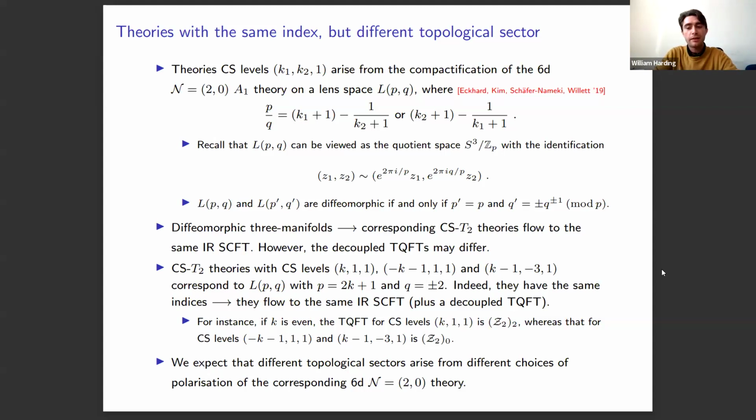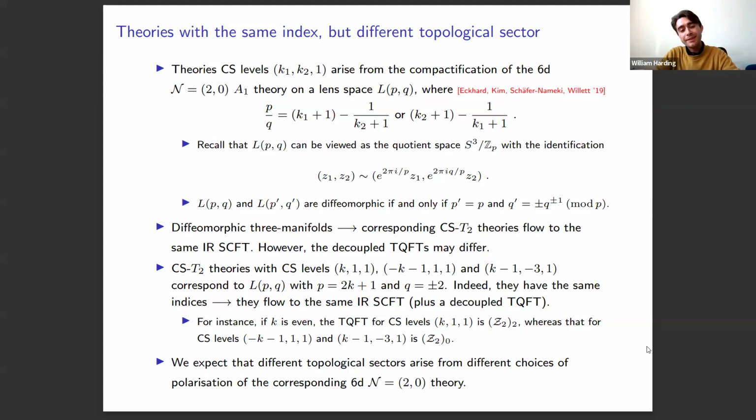Indeed, they have the same indices. This is not a surprise from the geometric point of view, meaning that they flow to the same infrared SCFT. However, the decoupled TQFT is in general different. For instance, if you take K to be even, the TQFT for Chern-Simons levels (K, 1, 1) is Z2 level 2, as I described before. Whereas for the other two triplets of Chern-Simons levels, you can show that it is Z2 level 0.